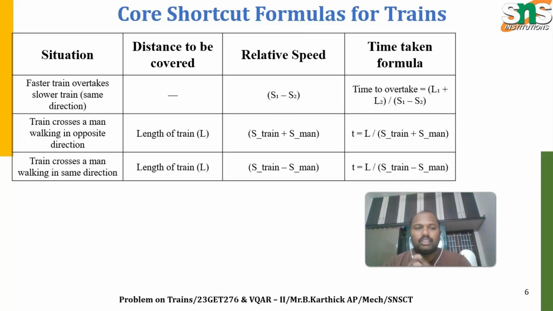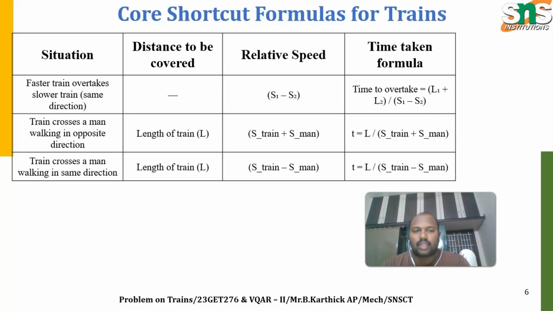The next one is a train crossing a man in the opposite direction. Here the man has no length; compared to the train, the man's length is negligible, so the length of the train is L. We have to sum both the speeds, the speed of the train and the speed of the man. So the time taken formula is the length of the train divided by the speed of the train plus the speed of the man, where the summation takes place because the man is moving in the opposite direction.